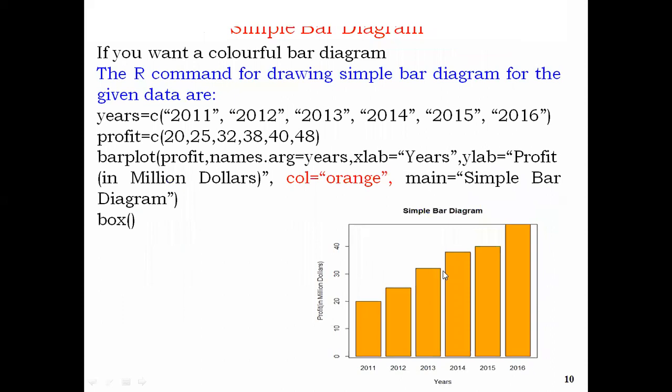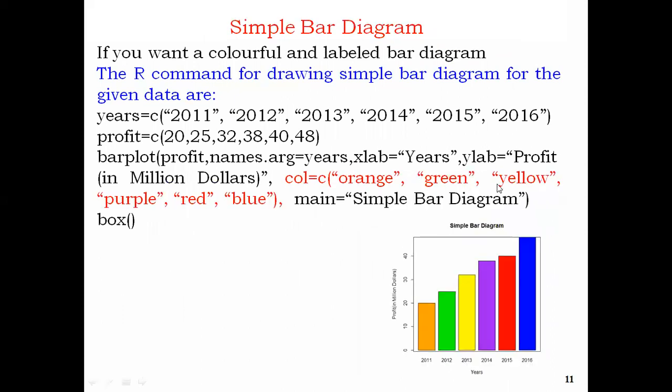So you write here 6 colors: orange, green, yellow. You choose what you need, whichever color you want. Then I'm writing here orange, green, yellow, purple, red, and blue. So that's why it is coming. And then main is your simple bar diagram. This is within the box. I am giving here within the box. So that's why box, then within box, the bracket we are using.